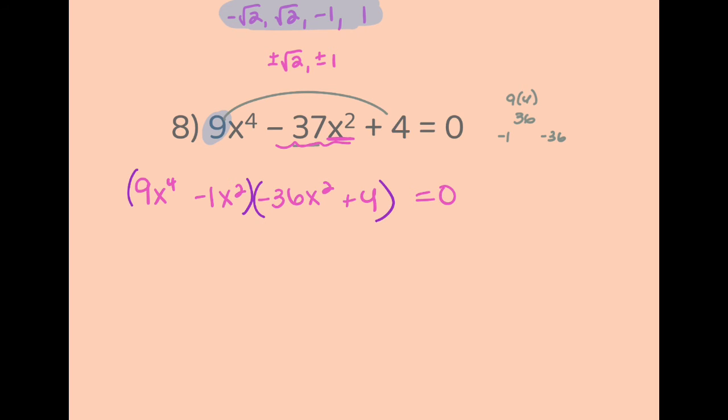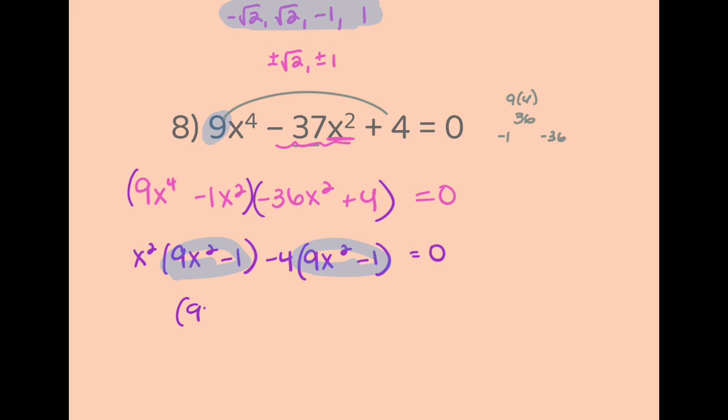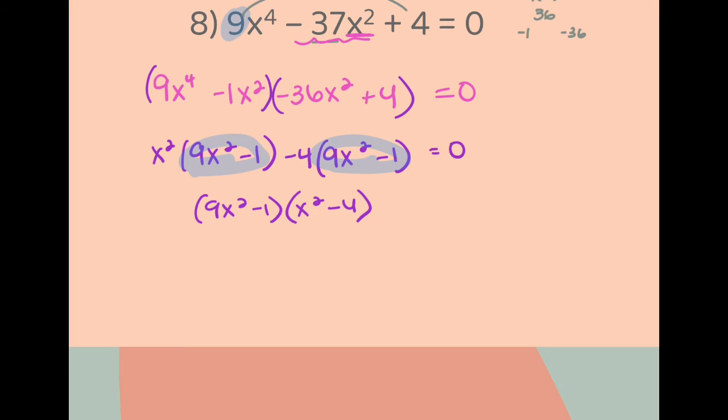First set of parentheses, I can take out an x squared, and I get 9x squared minus 1. Second set of parentheses, I can take out a negative 4, and I get 9x squared minus 1. Now what's inside the parentheses is the same, so that's my greatest common factor, and what's left gets grouped together. So now these are both factorable.